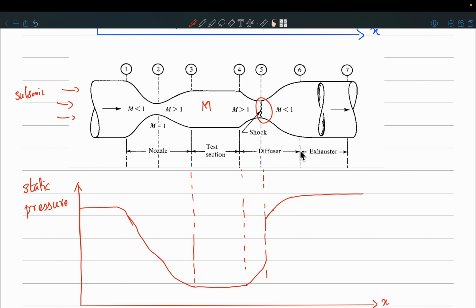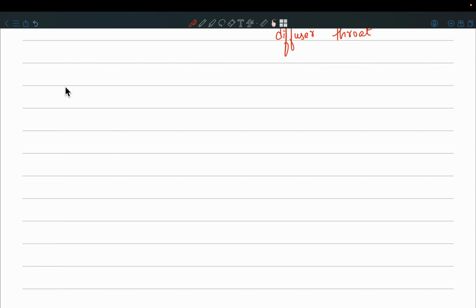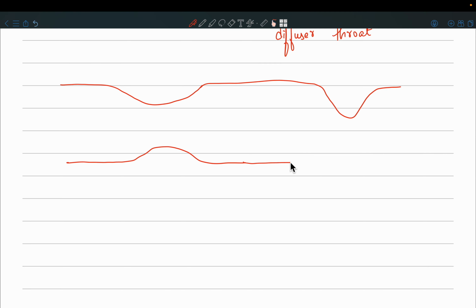Okay, see, if the shock occurs first at A5, let me draw that condition for you. So I have a nozzle here, a throat here, the test section, and then another throat here, and I am drawing this area to be smaller. So this throat area is large and this throat area is smaller, and the shock has to occur over here. So first the flow which was coming in was what? Subsonic.